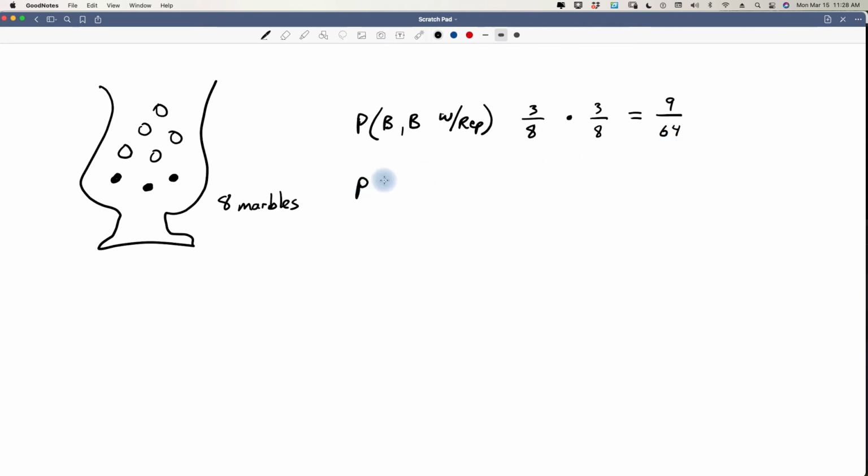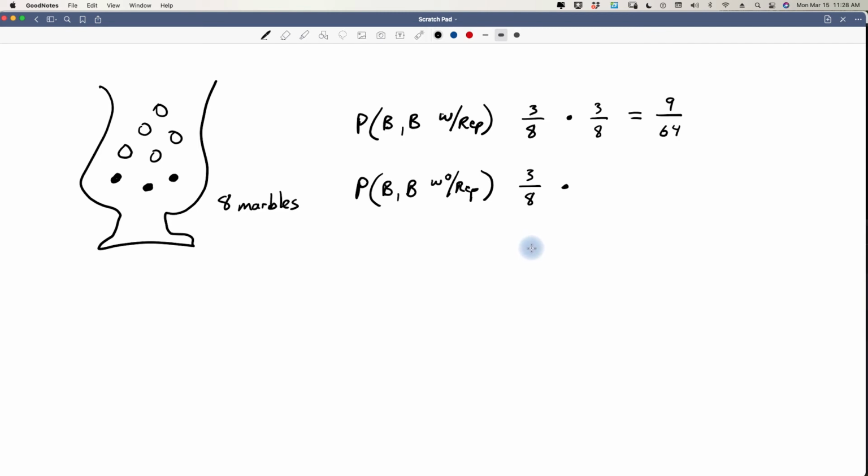Now if we have that same probability of drawing a black and then a black without replacement, that means when we draw that first black marble, we keep it out of the urn. That's going to change our outcomes. So the first time remains the same because all the marbles are still in the urn. So we have a 3 out of 8 chance of pulling a black marble.